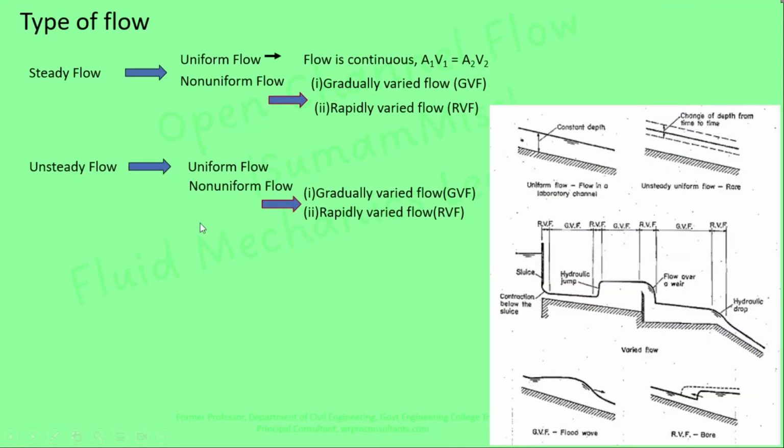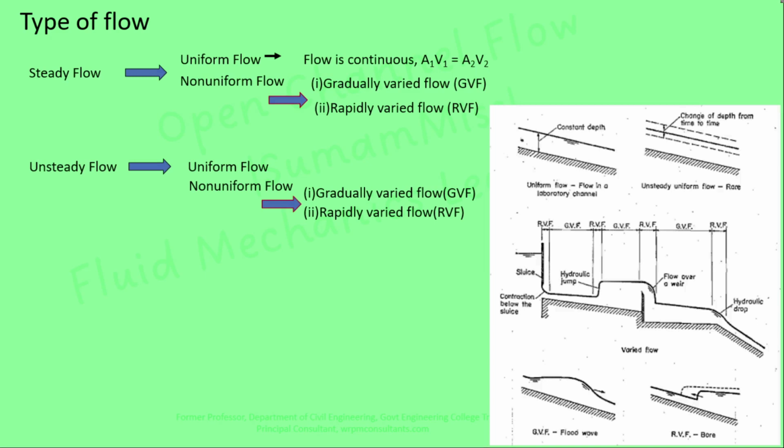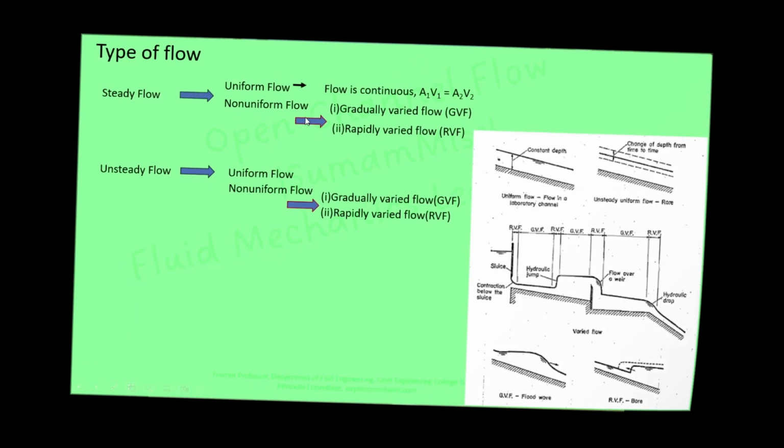Third figure indicates unsteady, non-uniform flow. So this figure represents the entry of the flood wave to a river. It is a gradual occurrence represented by gradually varied flow, whereas here the entry of the surge to a river following the opening of the navigation lock is represented by rapidly varied flow. So for analysis of the flow, we should identify the type of flow. In this session, mostly we are dealing with steady uniform flow and steady non-uniform flow.